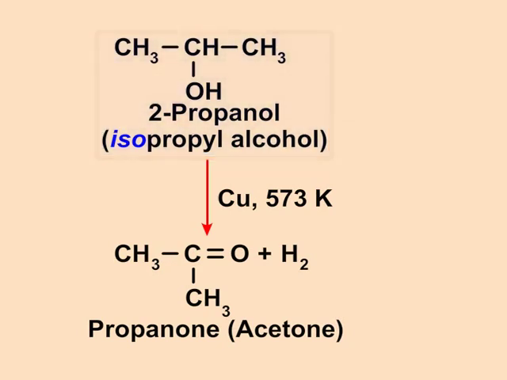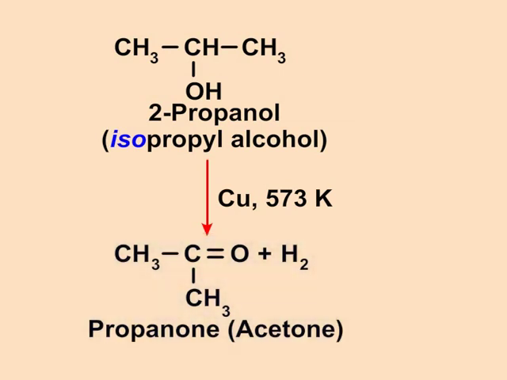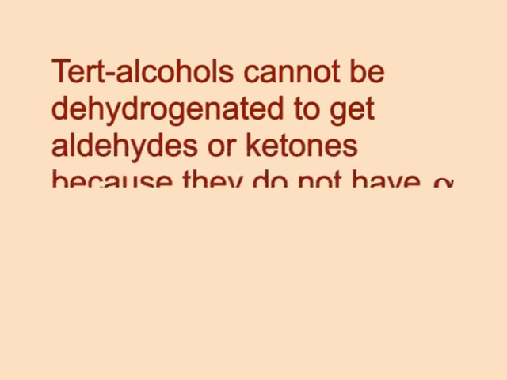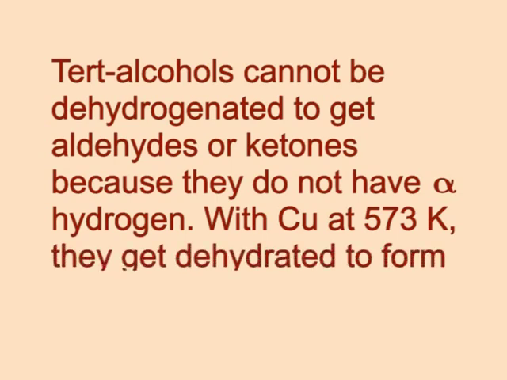2-propanol, that is isopropyl alcohol, gets dehydrogenated to propanone in the presence of reduced copper at 573 Kelvin. Tertiary alcohols cannot be dehydrogenated to get aldehydes or ketones because they do not have alpha hydrogen. With copper at 573 Kelvin, they get dehydrated to form an alkene.